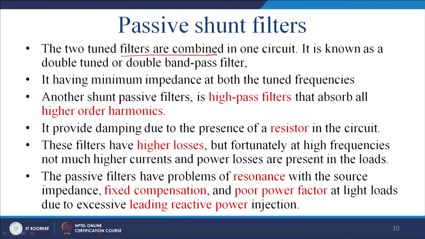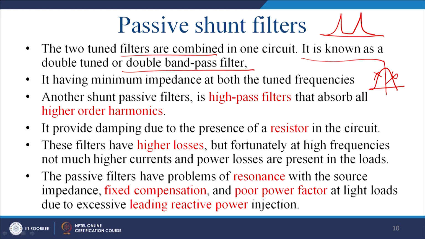Now, let us come to the double tuned filter. Two tuned filters are combined in one circuit. It is called a double tuned or double band pass filter. So it may eliminate the fifth and seventh. It can have this peak as well as this peak, fifth and seventh both.